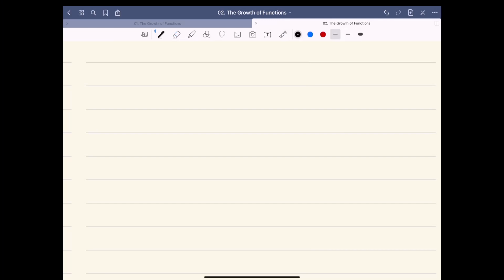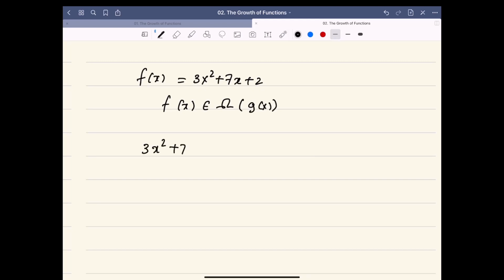Suppose we have a function f of x is equal to 3x squared plus 7x plus 2. And now we need to find a function to prove that f of x belongs to big omega of this function, which we will call g of x. Now, according to the basic definition for big omega, we need to find 3x squared plus 7x plus 2 greater than or equal to a constant multiplied by g of x for all x greater than a value of k.